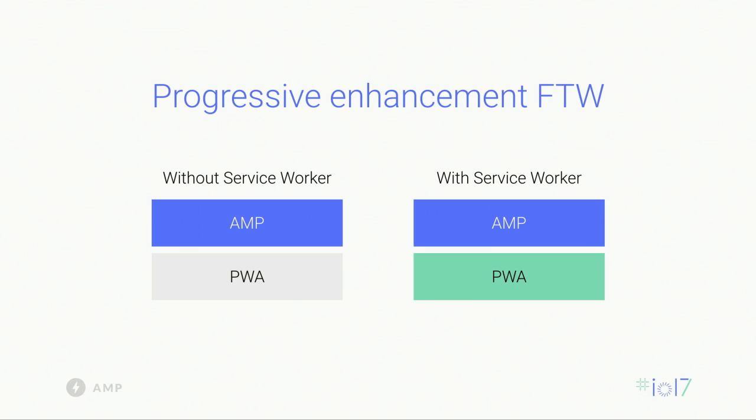A couple of magical things, because without the service worker, we still just get AMP. So for browsers that don't support it, you always get a fast experience. And then with service worker, you get the combination of AMP in the background and the progressive web app, because the service worker intercepts and delivers the progressive web app instead.